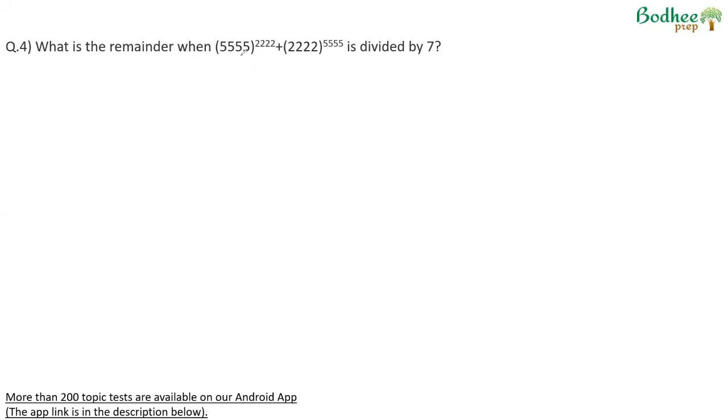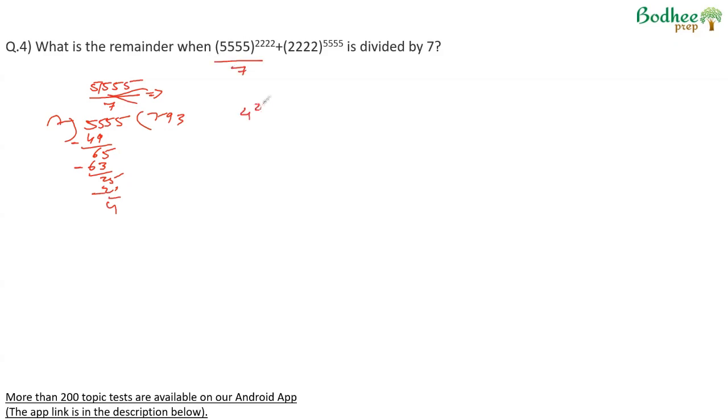What is the remainder when 5555 raised to the power 2222 plus 2222 raised to 555 is divided by 7? Now, if we look at 5555 divided by 7, just dividing and checking: 7 7s are 49, 6 5s, 7 9s are 63, 2 5, 7 3s are 21. So 4. When we divide this by 7, we'll get the remainder as 4 raised to power 2222.